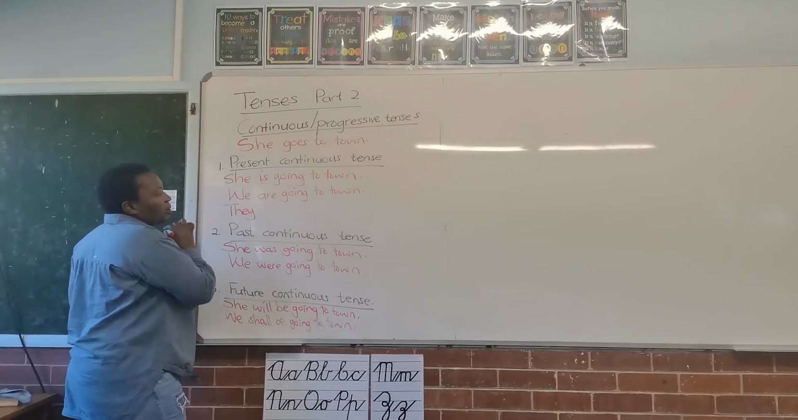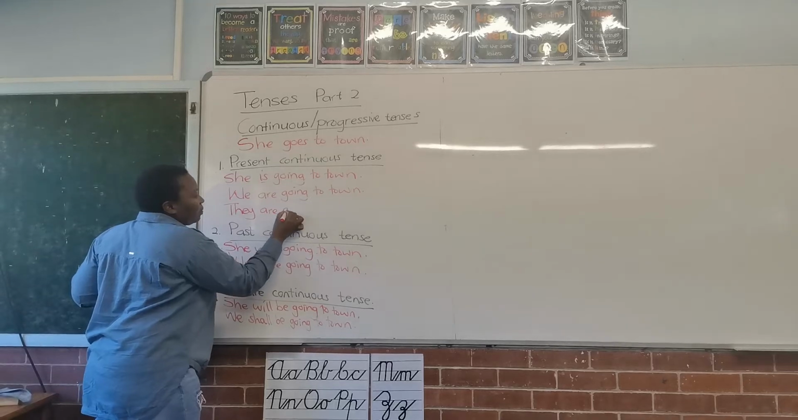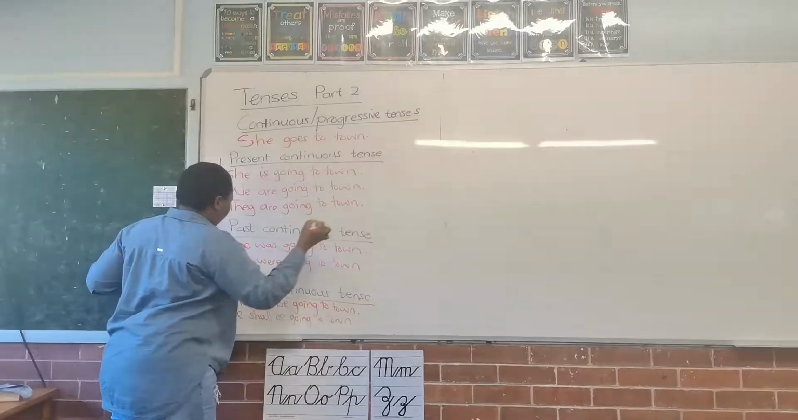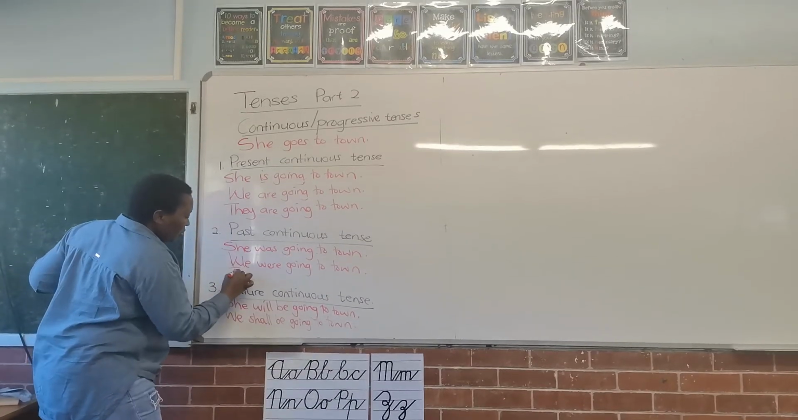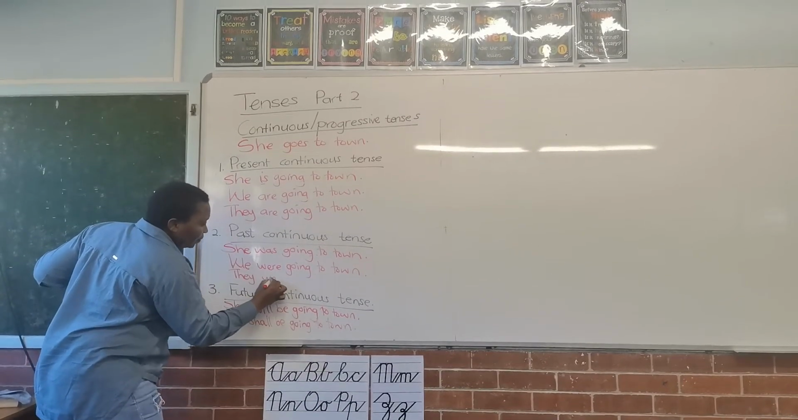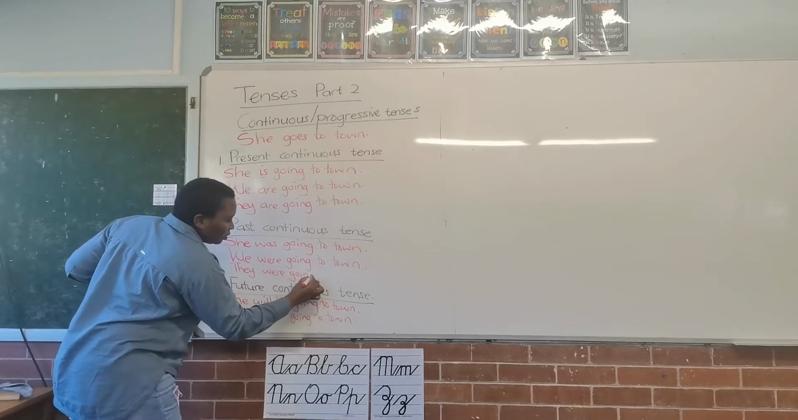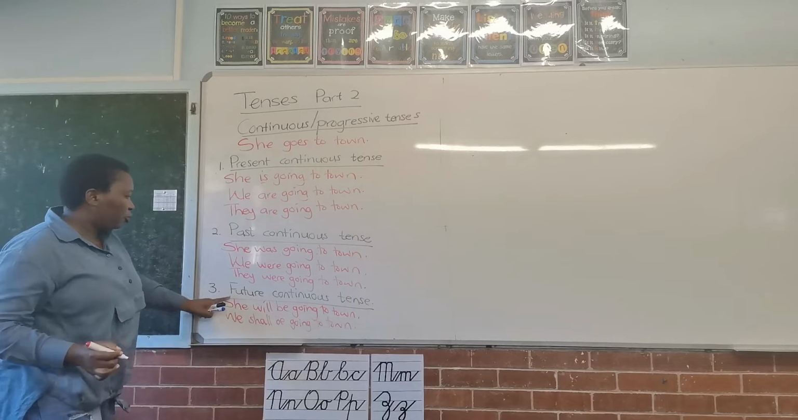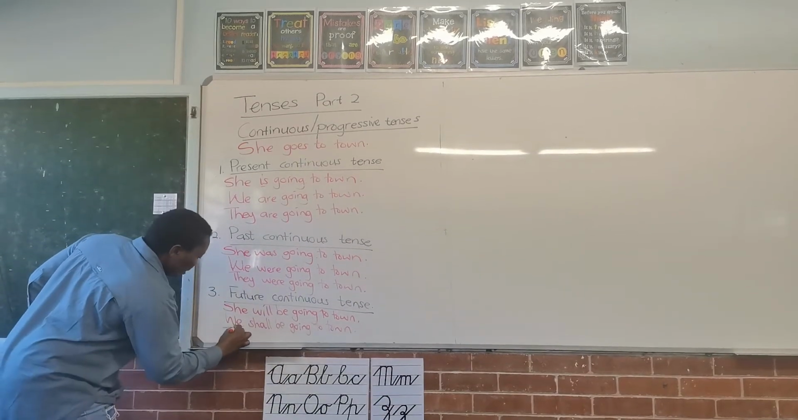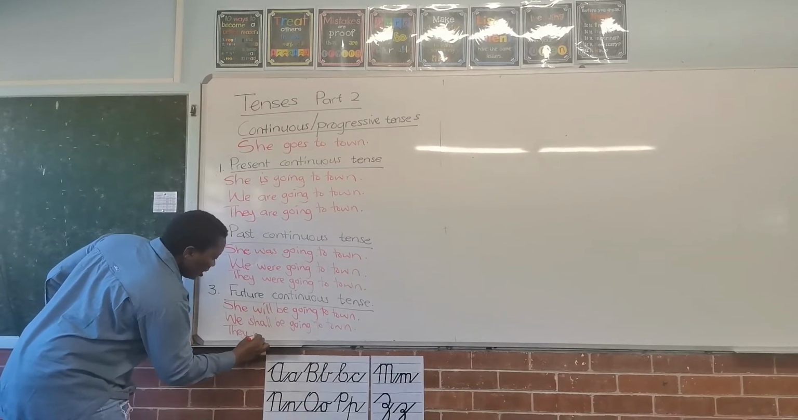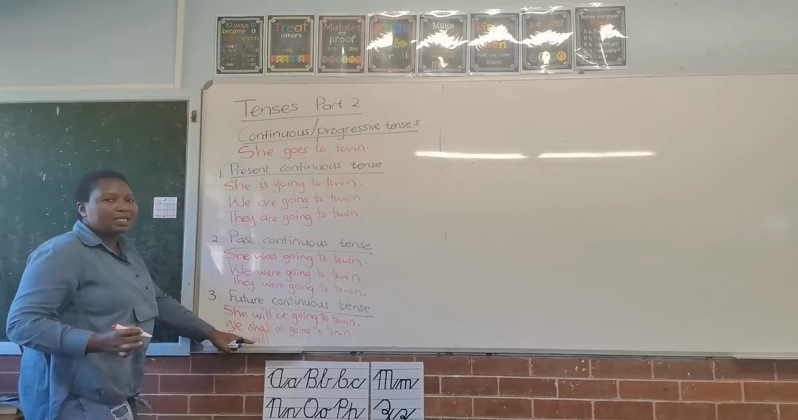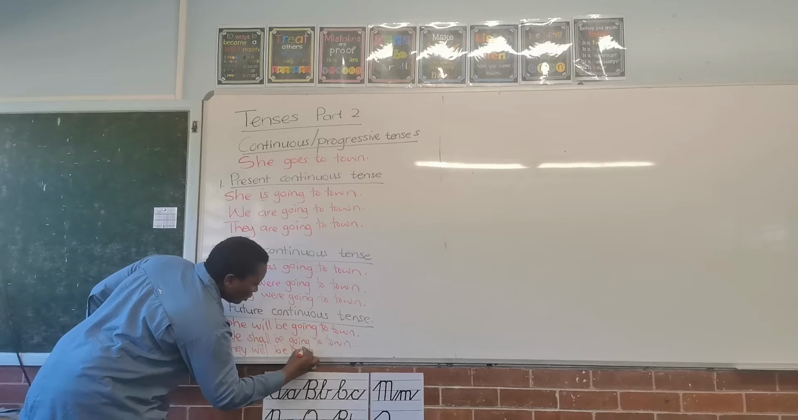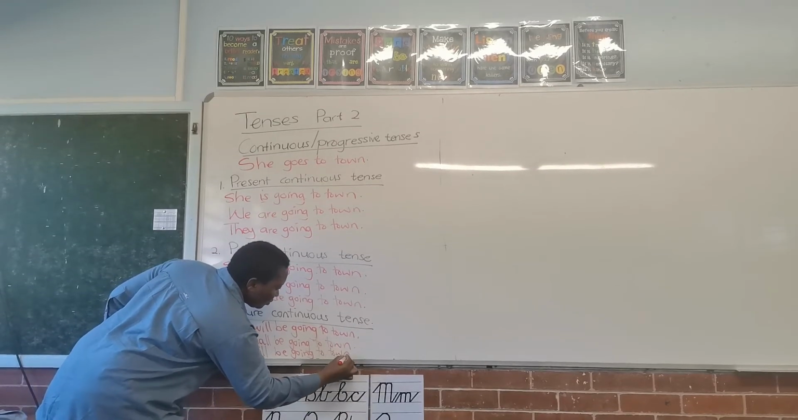Okay, let's say it's they. If I use they, I'm not taking part. They are going to town. Then if it's past tense, they were going to town. If it's future continuous tense, it's going to say they, because I'm not taking part, I'm not included, I use will. They will be going to town.